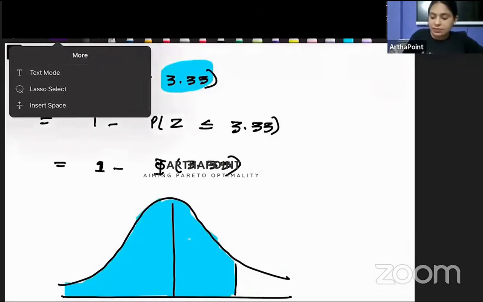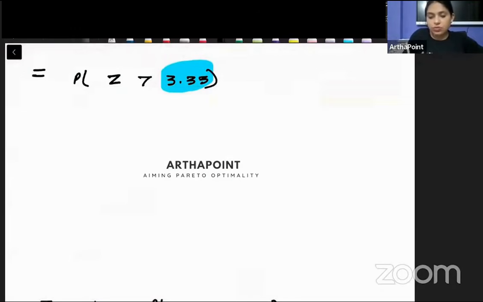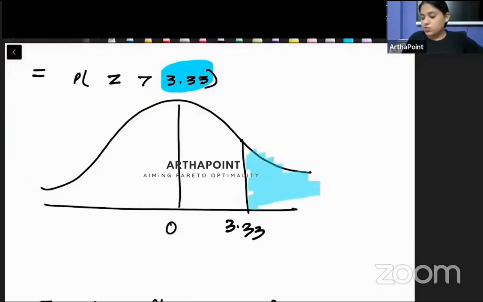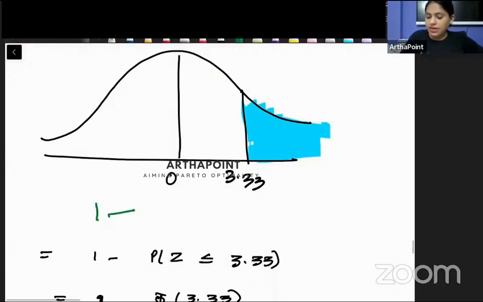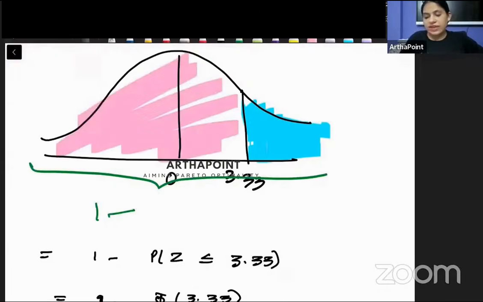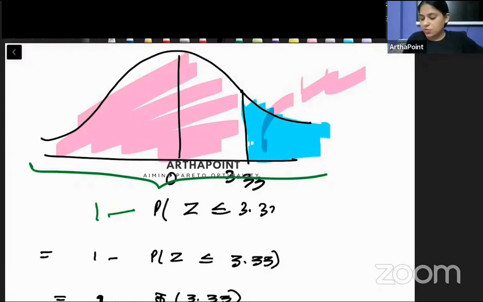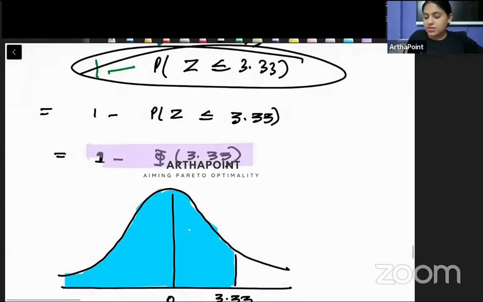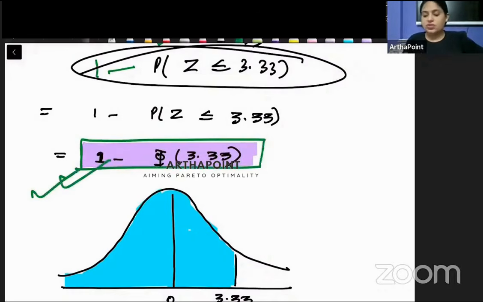Once again, if we go to the table, if I just try to make a diagram out of it, I need to find out, this is my 0, somewhere here there will be 3.33. I need to find out this region. But isn't this 1 minus? Because I know that the total will be 1. So out of 1, if I subtract this region, I will get this region. So this is nothing but 1 minus probability Z less than or equal to 3.33. Right? So this is nothing but 1 minus the cumulative distribution of 3.33. This is going to be this.